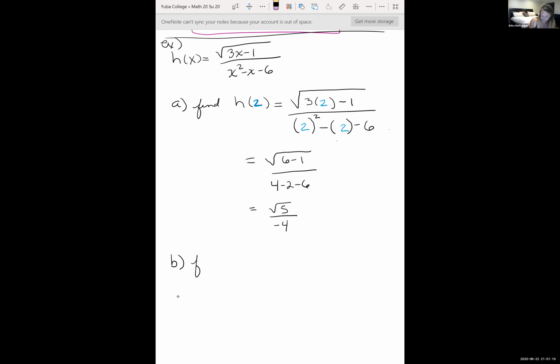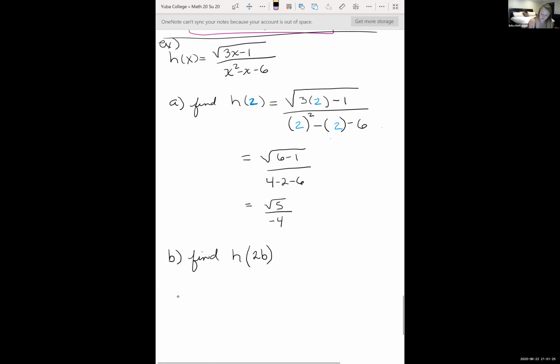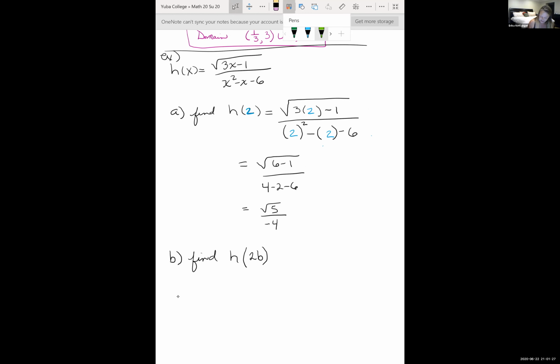If it said find h of, let's say, 2 times b. So it's the exact same thing, except now instead of putting in some number, I'm putting in the whole expression 2b wherever I see an x.